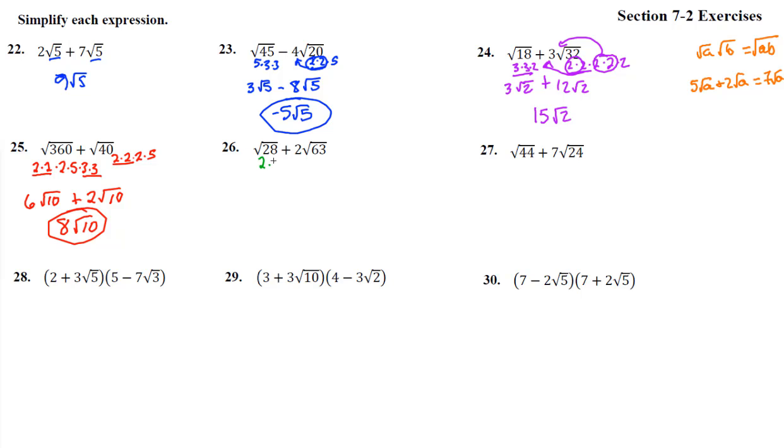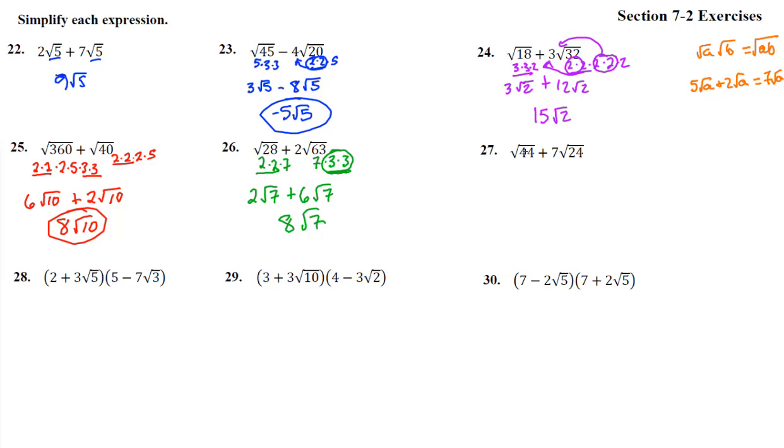This is 2 times 14, which is 2 times 7, which means that set comes out. Square root of 2 times 2, that's 2 square roots of 7, plus 2, let me see, this is 7 times 9, which is 3 times 3. That set comes out. 2 times square root of 9 is 3, which gives us 2 times 3 is 6 square roots of 7. 2 square roots of 7 plus 6 square roots of 7 is 8 square roots of 7. Excellent. All right, number 27.